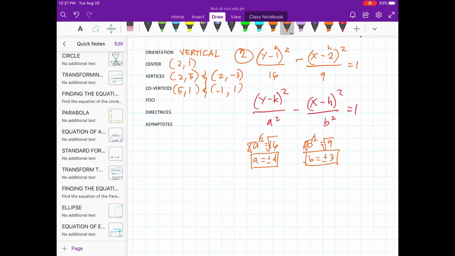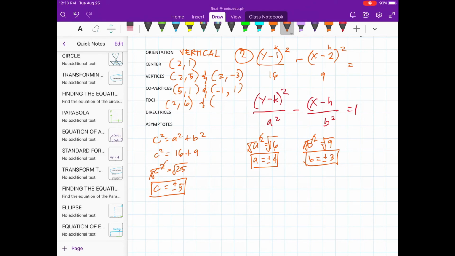For the foci, let's solve for the Pythagorean theorem. The orientation is vertical, therefore the y value will be changing. So from 2, comma 1 plus 5 is 6, and 2, comma 1 minus 5 is negative 4.